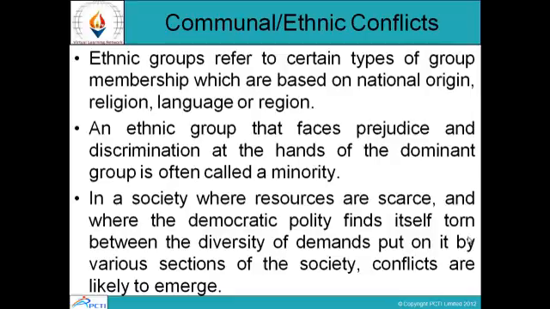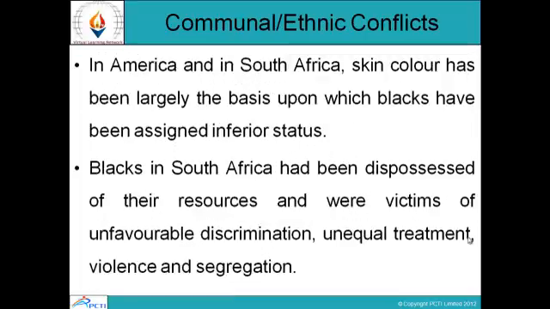So in a society where resources are scarce, where there are a lot of demands, the democratic polity finds itself torn between various sections of society, and conflicts are likely to emerge. In America and in South Africa, skin color has been largely the basis upon which blacks have been assigned inferior status. Blacks in South Africa had been dispossessed of their resources and were victims of unfavorable discrimination, unequal treatment, violence, and segregation.